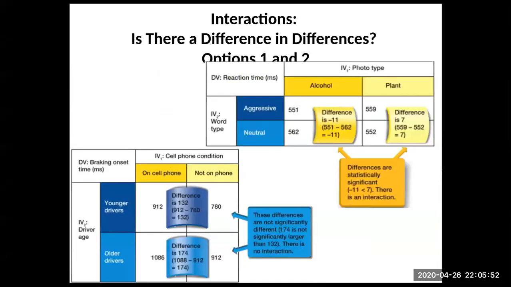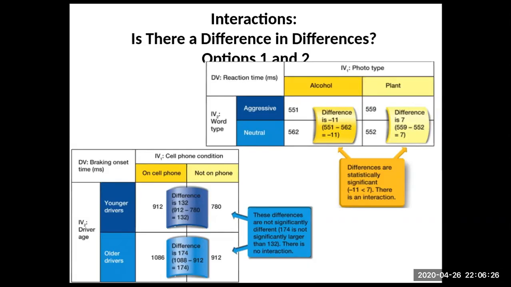So when we look at interactions, we've already talked about how to find it in a graph. We ask the question, is there a difference in the differences? So marginal means will give us the main effects, but how can we use these tables to find out if we have an interaction? Instead of averaging in the margins for the marginal means, we just get simple differences. So we just look at the actual numbers themselves.